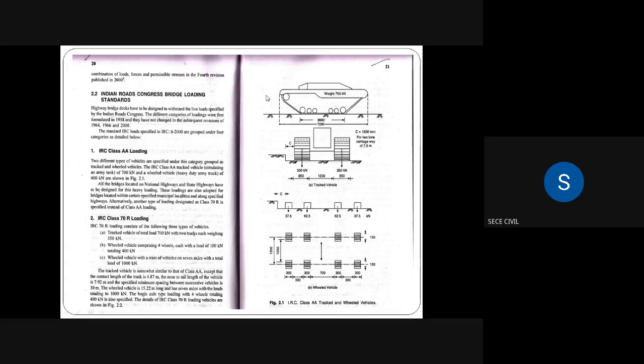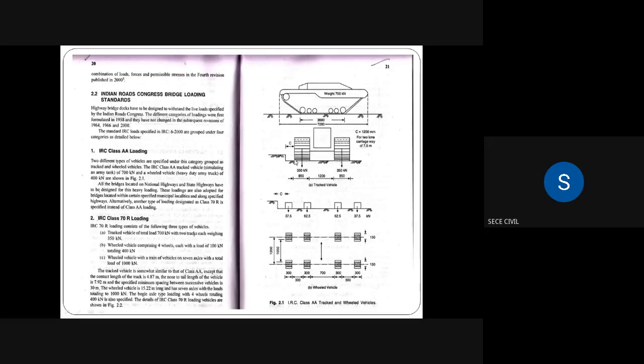This is the figure, the cross-sectional view of the army tank. The actual length of the army tank is 7.2 meter and the wheel length is 3.6 meter. Total weight is 700 kilonewton. One side of the wheel carries 350 kilonewton, and here another 350 kilonewton. The base wheel width is 850 mm, and the center spacing between the two wheels is 1200 mm. This is also another wheel weight of 350 kilonewton and 850 mm width of the vehicle.